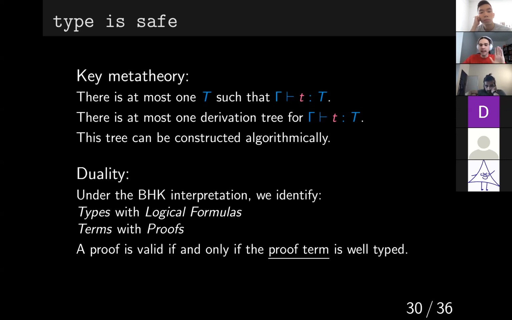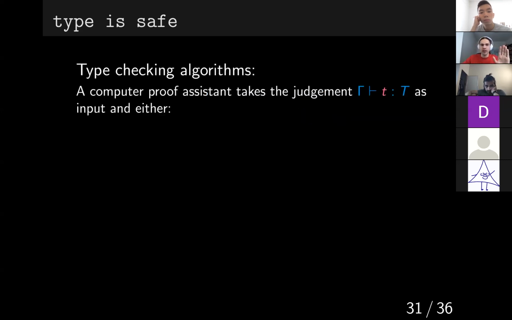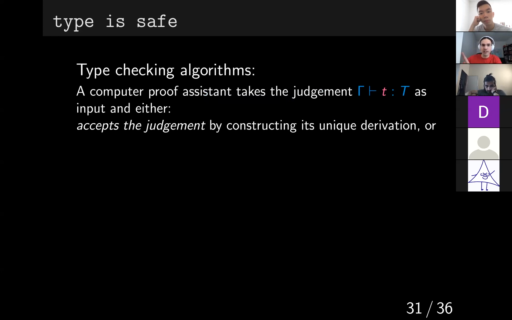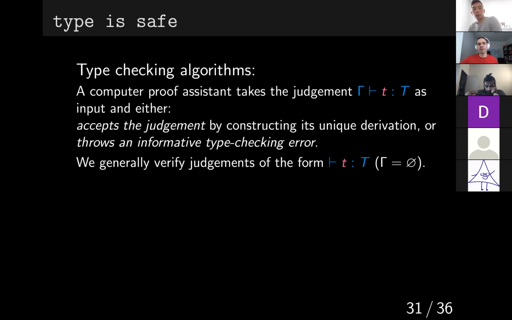And this idea leads to how proof assistants work. What does a proof assistant do? A proof assistant is given a certain judgment as input. Let's say in context gamma, little t has type T. And then given this as input, the proof assistant will either successfully reconstruct the tree, reconstruct the derivation, and accept the judgment, or it'll fail to do so, and it'll gracefully throw an error indicating where type checking fails. Now, generally, we'd ask the proof assistant to verify judgments in an empty context. There are ways to add things into a context.